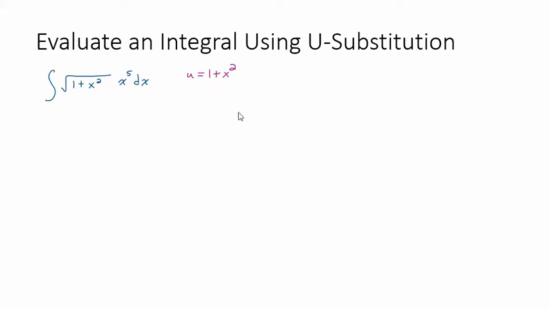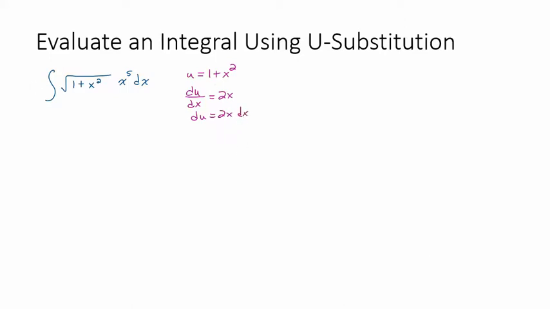Great. Alright, then you have to substitute in for this dx. Well, this x to the 5th is worrying me here. I'm not exactly sure how I'm going to get rid of that, because if I take the derivative of both sides of this with respect to x, I get this. So I know that du equals 2x dx.